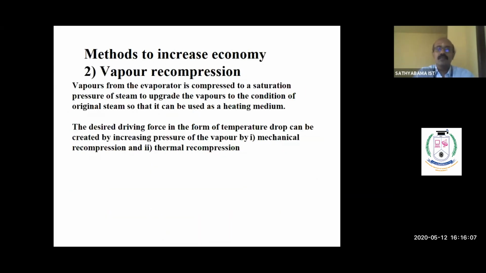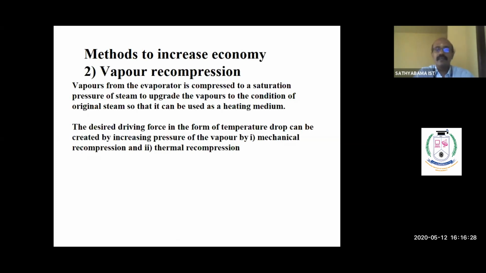So the methods to increase economy, second method. The first method is multiple effect evaporation, which we have discussed. Then the vapor recompression technique. The vapors from the evaporator are compressed to a saturation pressure of steam so that it can be upgraded to meet the original condition of the steam. So in that case, it is possible for us to improve the economy.